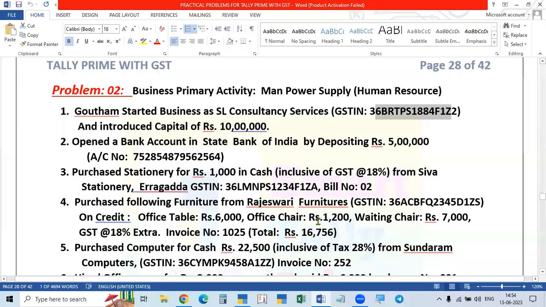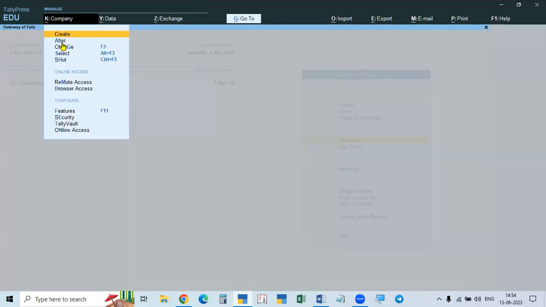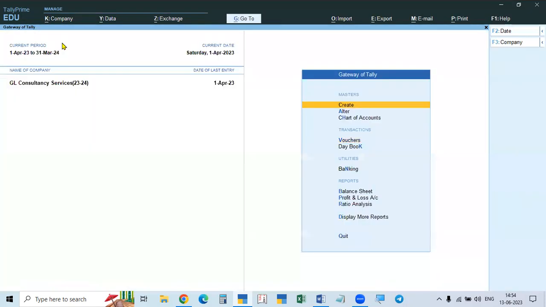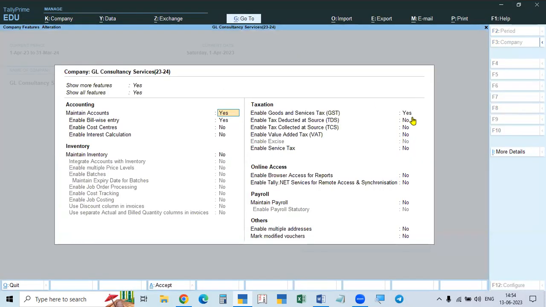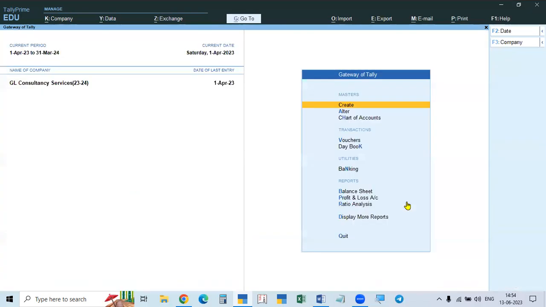So how will you record this? First of all, Mr. Gautam started a business of SL consultancy with this number and introduced the capital. So we have to create it already. This account is created. See here, SL consultancy is created. And if you go to F11, in the tax option, you will see the number also. So we completed this.